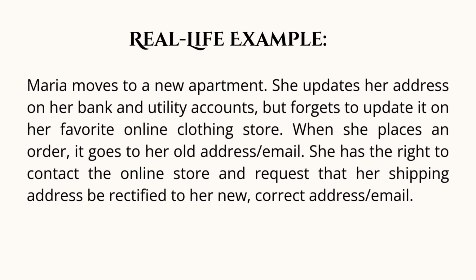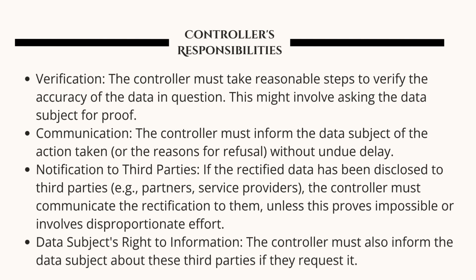Here is where things get a little more complex for the data controller. It's not enough to just fix the data in their own system. GDPR understands that data often flows downstream to third party processors, partners, and affiliates. If the controller previously disclosed the inaccurate data to other organizations, they must now take reasonable steps to communicate the rectification to those third parties also. So this is the ripple effect of Article 16. If Maria's old email address was shared with a shipping company for deliveries, the electronics store has to tell the shipping company to update her details. Why? To prevent the next order from going somewhere else.